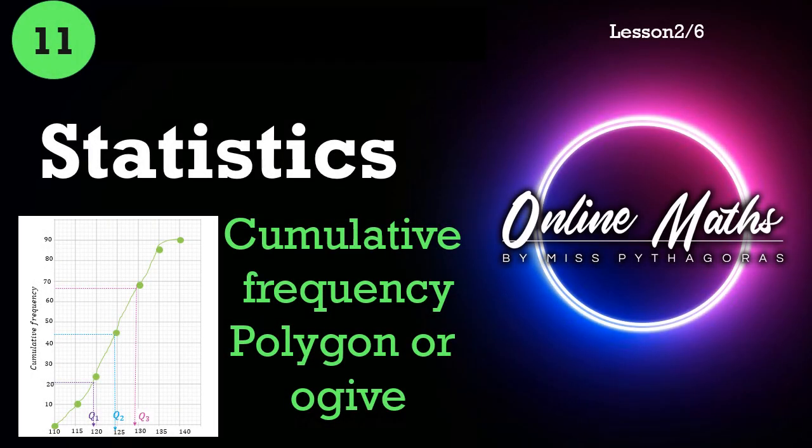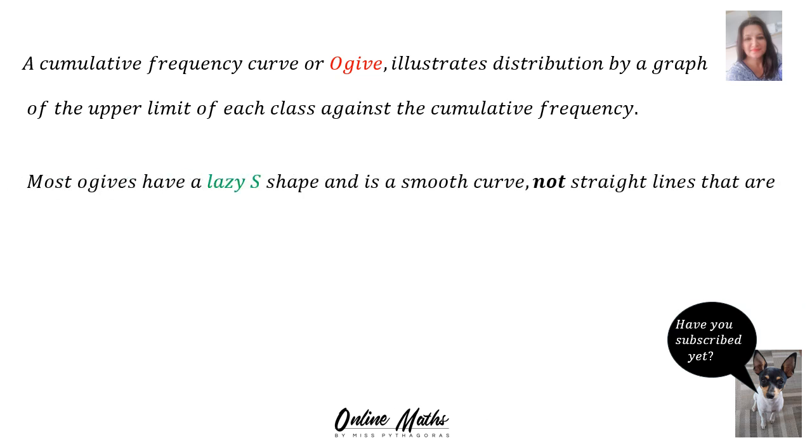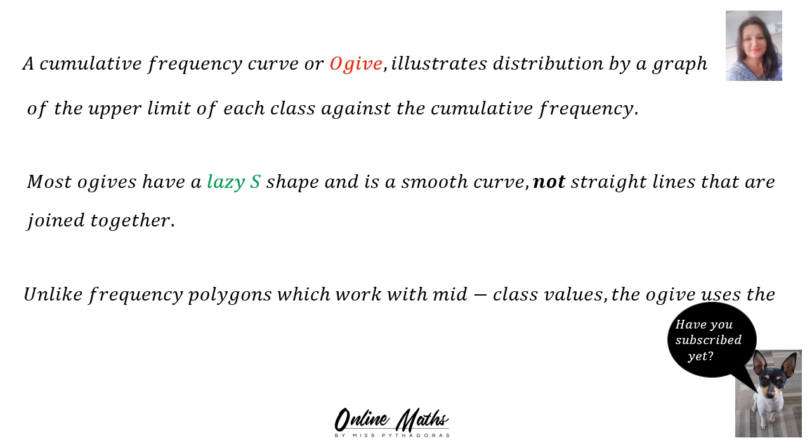Hello everybody, in this lesson I will discuss a cumulative frequency polygon or an ogive in statistics. A cumulative frequency curve or ogive illustrates the distribution by a graph of the upper limit of each class against the cumulative frequency. Most ogives have a lazy S shape and are a smooth curve, not straight lines joined together. Unlike frequency polygons, which work with mid-class values, the ogive uses the endpoints of each group.